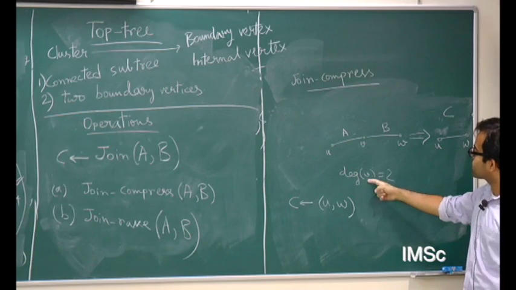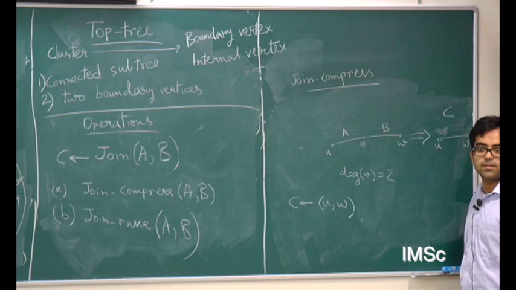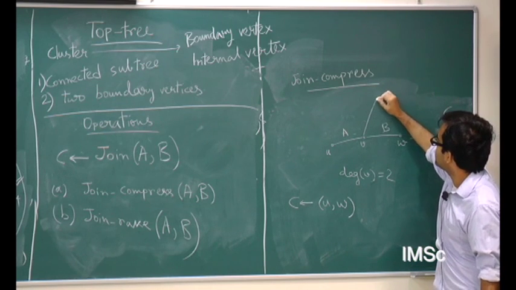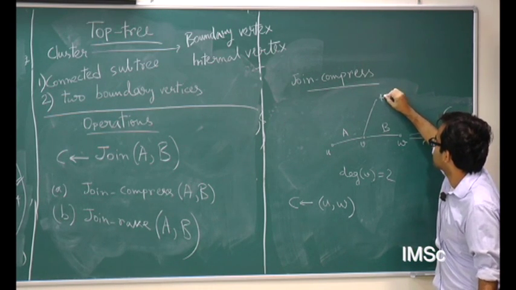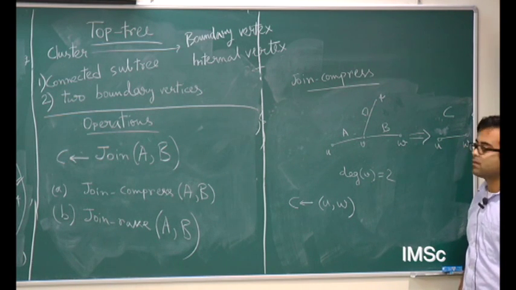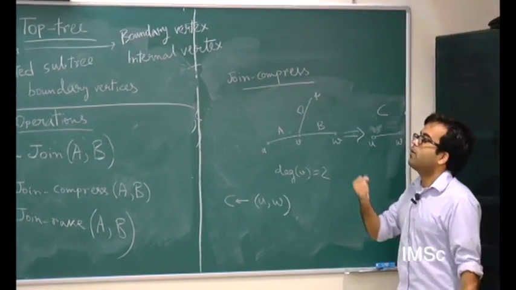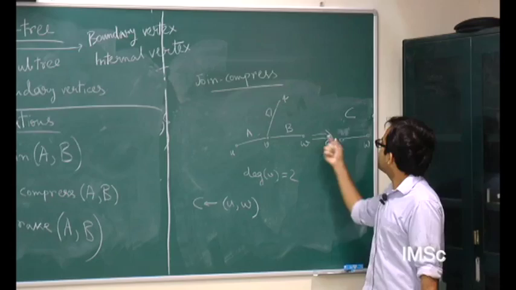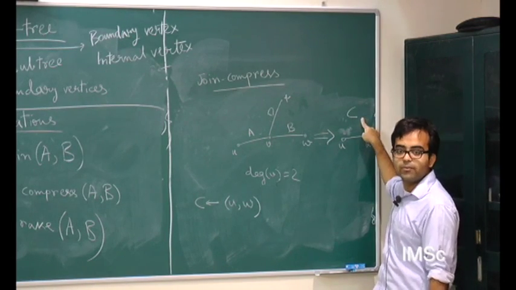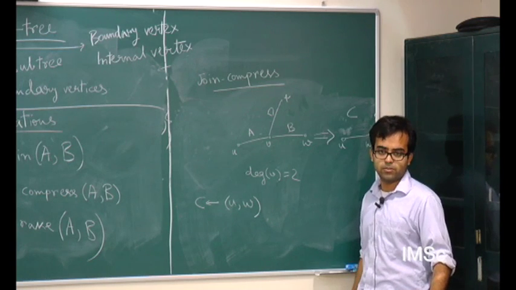Now, can you see why this constraint is necessary, that the degree of V is 2? Why is this necessary? Anyone? Yes, suppose there is here something, say x. We don't know where to put that part D, whether I should put it on U or the other side. You cannot compress because this should go somewhere in between. In other words, if you make this cluster C, U, W, it will have 3 boundary vertices: U is 1, W is 1, and V is 1, and you are not allowed to do that.